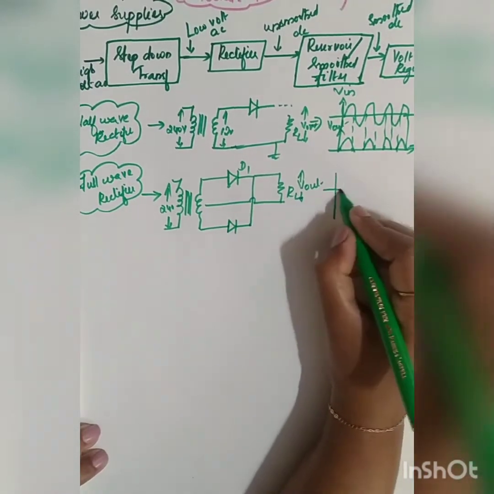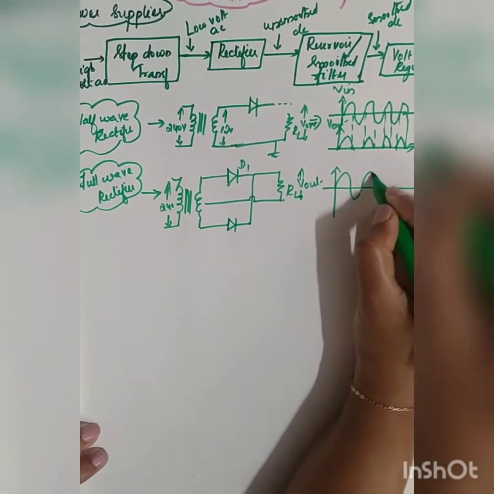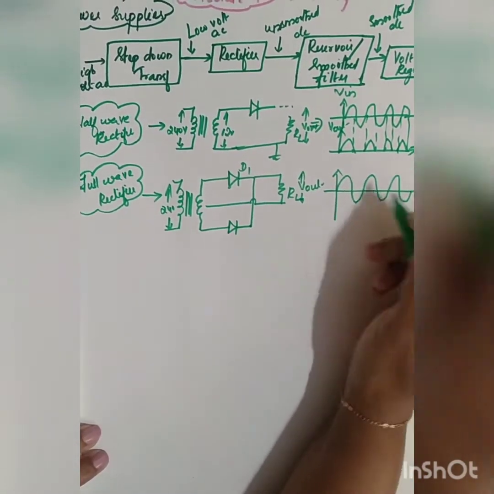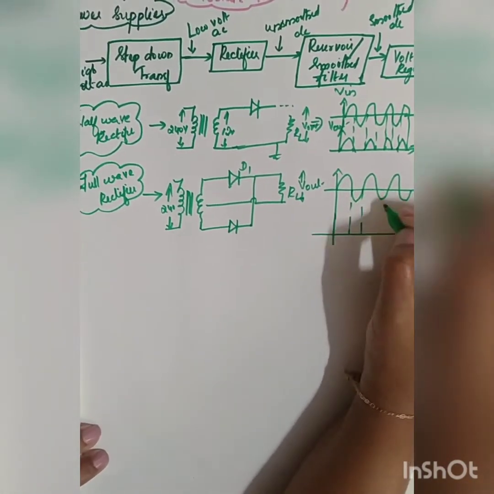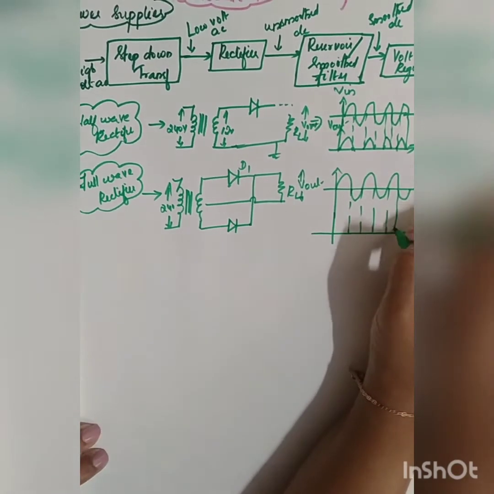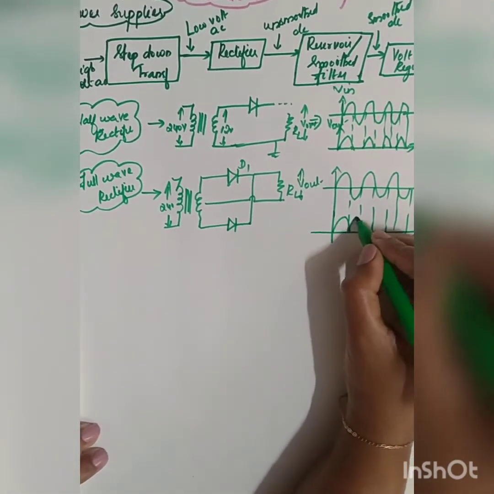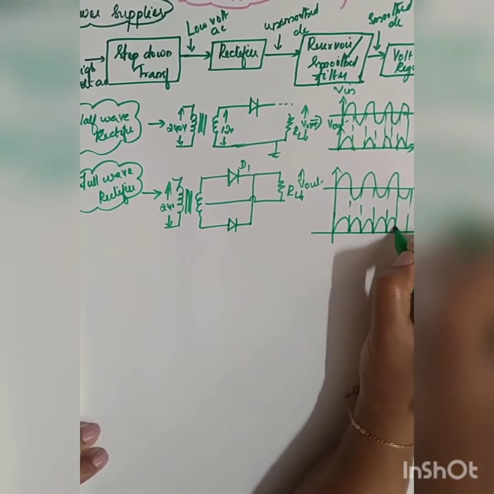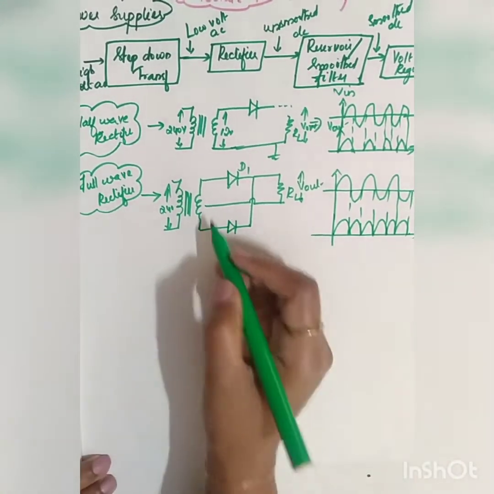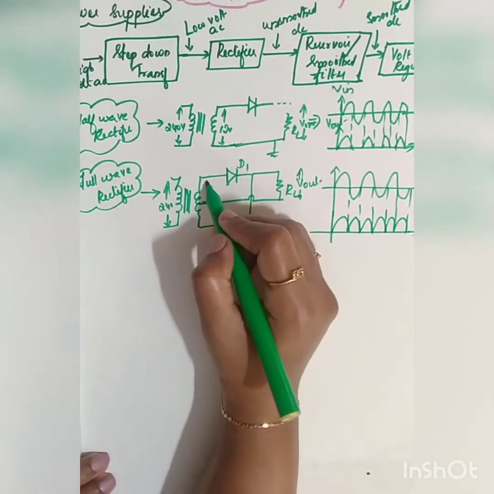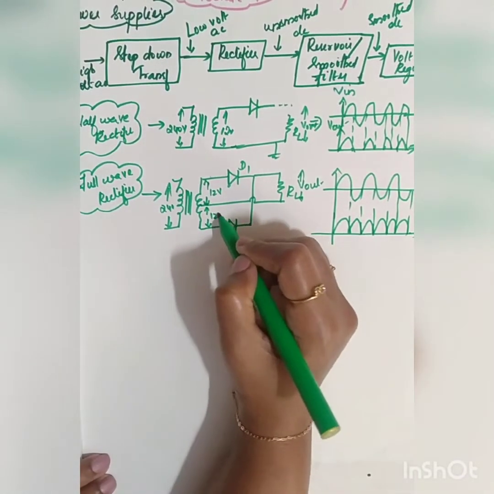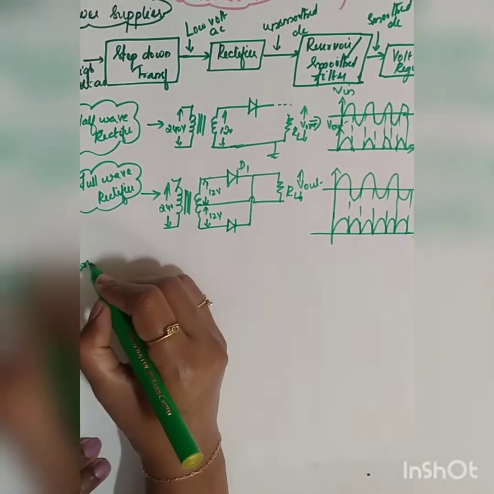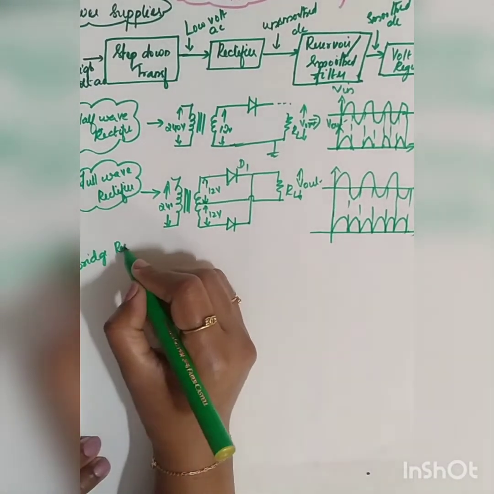Now what was your output for the full wave rectifier? You had the output in both the half cycles. So this was your output of your full wave rectifier. Now what was the voltage here? It is 12 volt. Here also it was equal to 12 volt. The next circuit was your bridge rectifier.